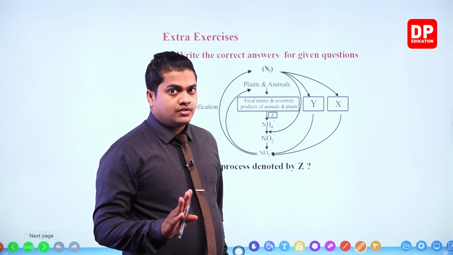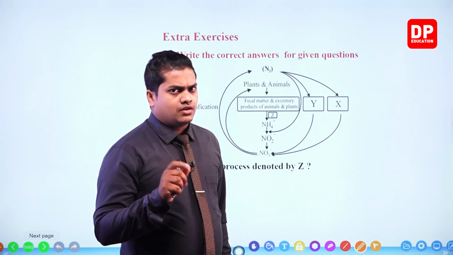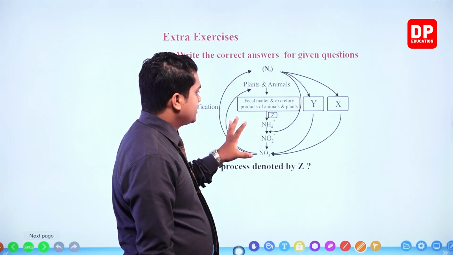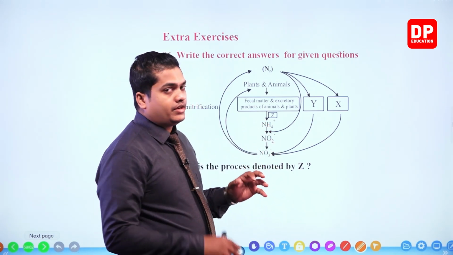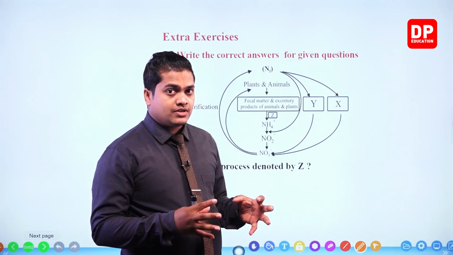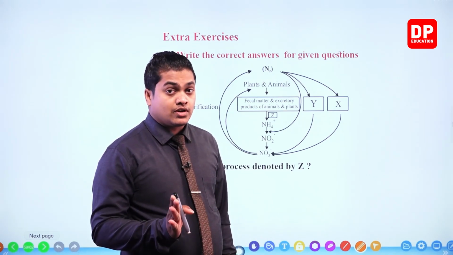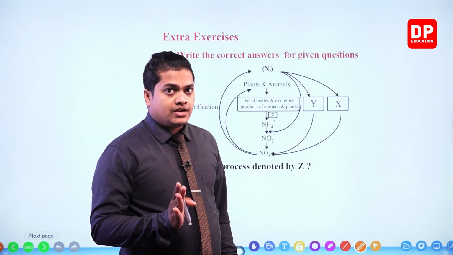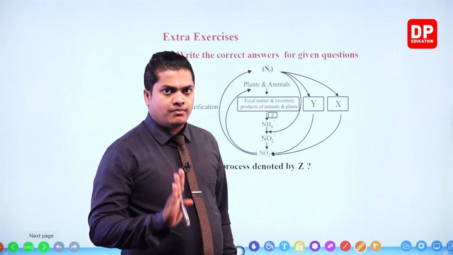Biological fixation, then you are incorrect, my dear children. Look at the picture very carefully. Biological fixation is converting nitrogen gas into ammonium compounds by bacteria like rhizobium. Rhizobium is going to convert this nitrogen into ammonium. That is correct. Okay, no problem.